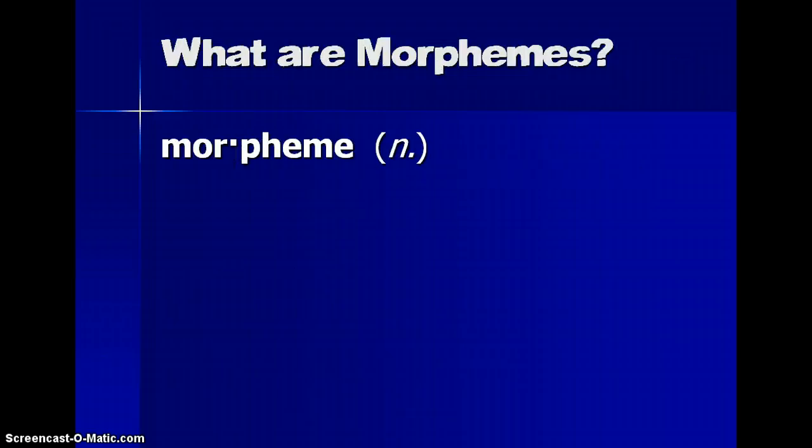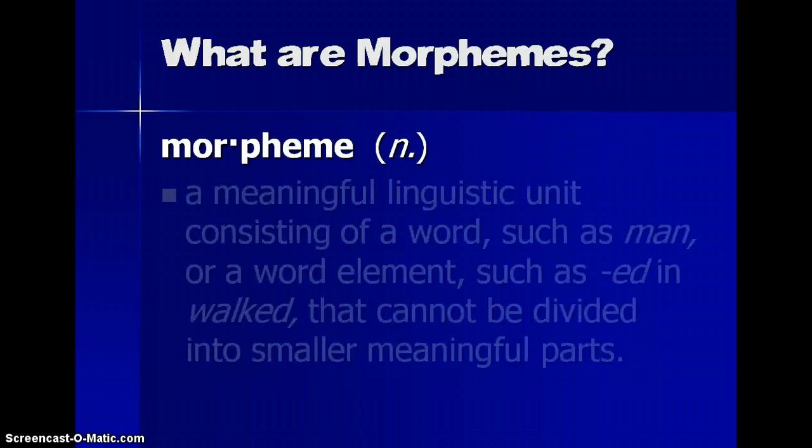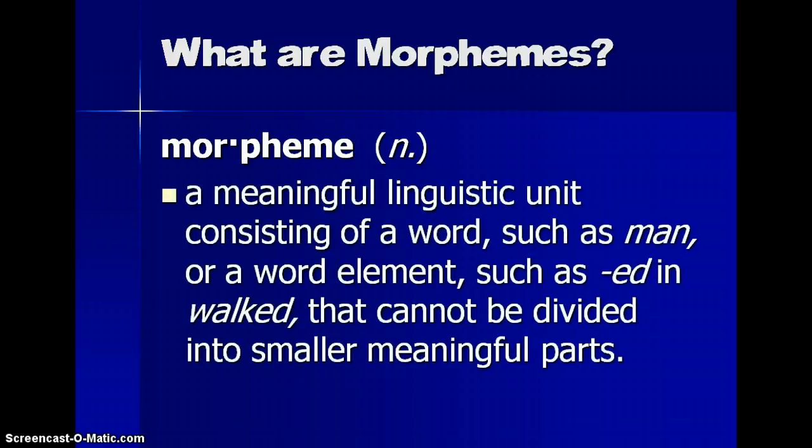Well, a morpheme, as you see on your paper, is a noun, and it's a meaningful linguistic unit consisting of a word such as man or a word element such as ed and walked that cannot be divided into smaller meaningful parts. That's a lot of words on your paper. Let's take a look at the definition a few pieces at a time.